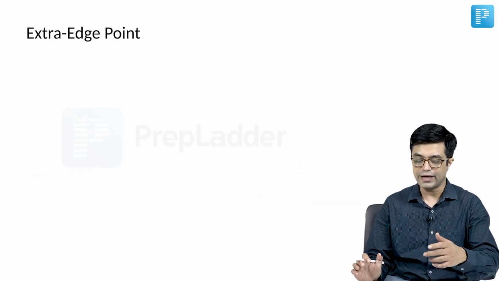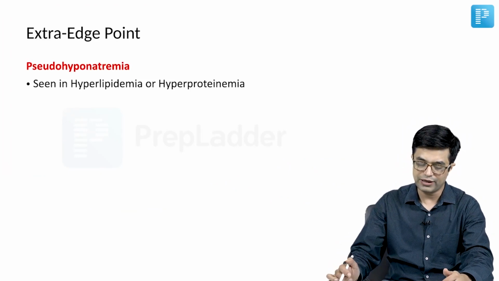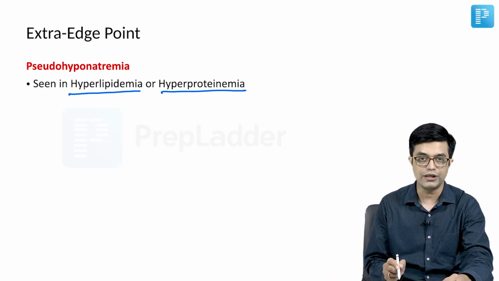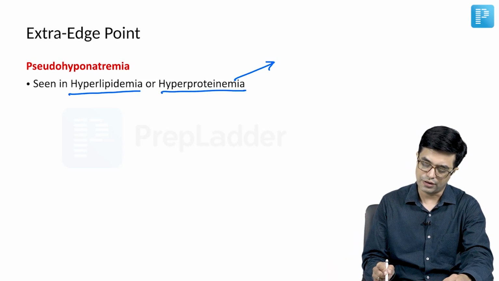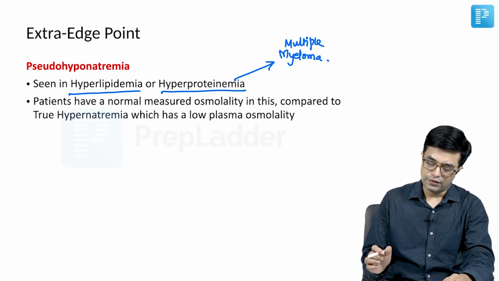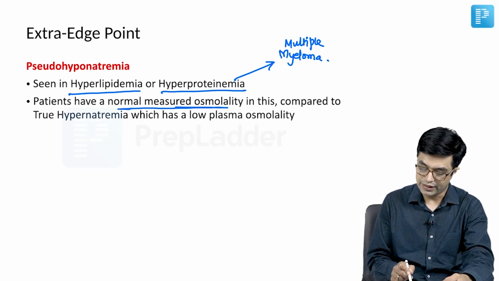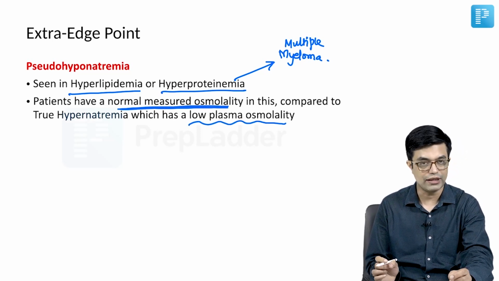Now moving further, extra edge point. What is pseudo-hyponatremia? Pseudo-hyponatremia is seen in patients with hyperlipidemia or hyperproteinemia. A typical example of hyperproteinemia will be your multiple myeloma patients. These patients will have a normal measured osmolarity, right, compared to true hyponatremia, which will have a low plasma osmolarity.